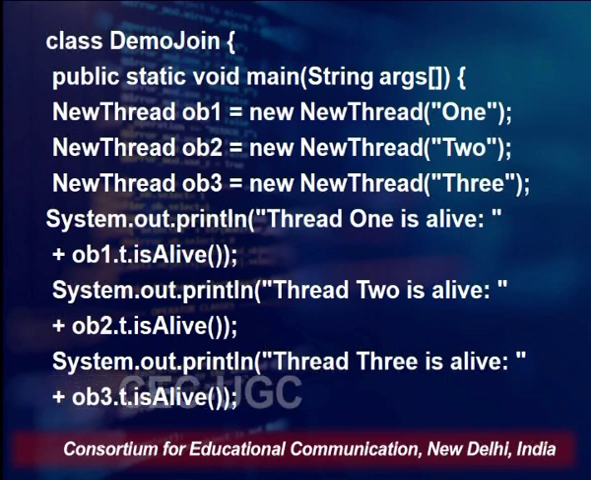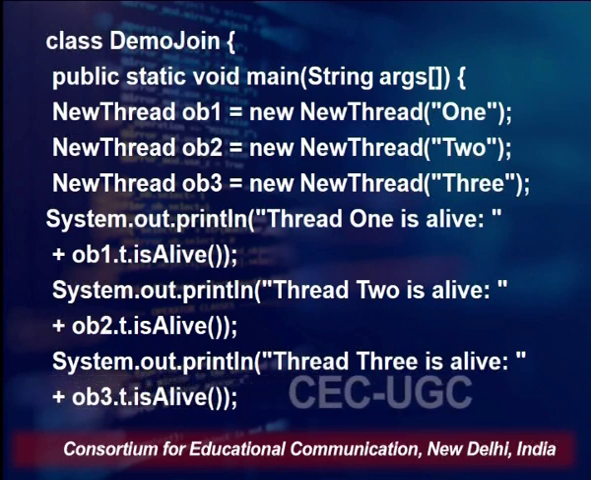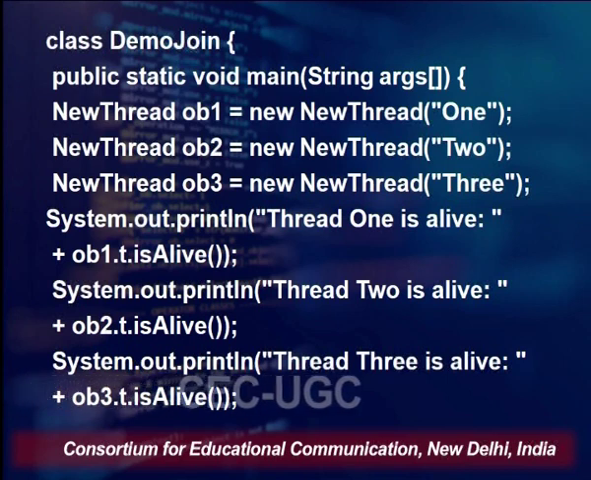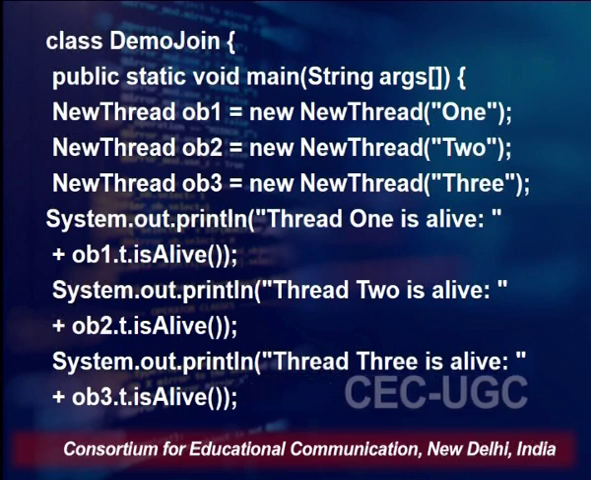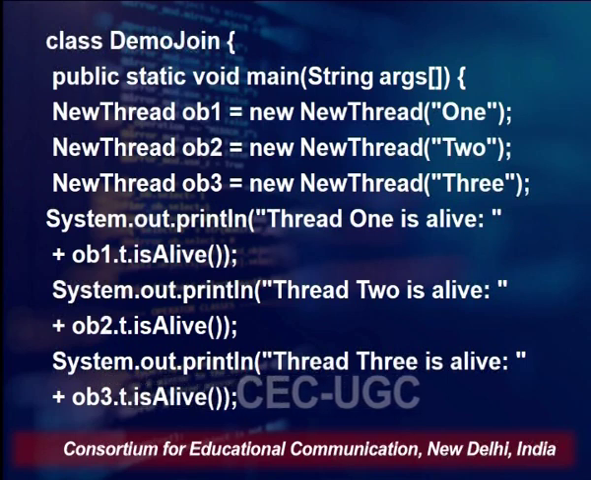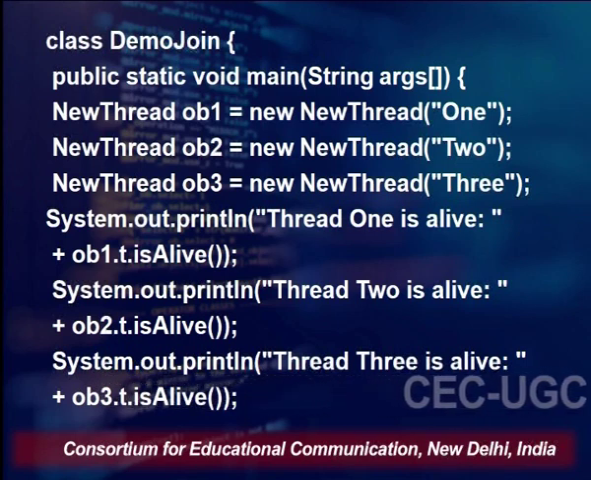Then how are we going to use isAlive, and how are we going to use join? The class NewThread up to this point in this program is very familiar to us, because we have already seen this particular class, the run method, the constructor and their functionalities in our previous examples also.